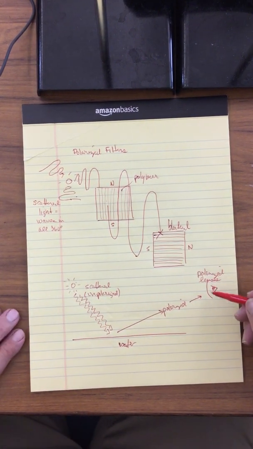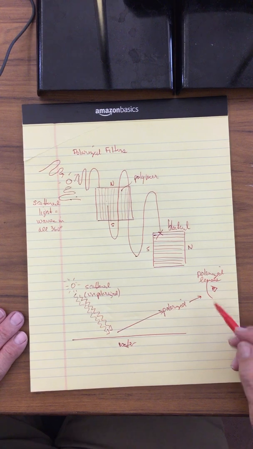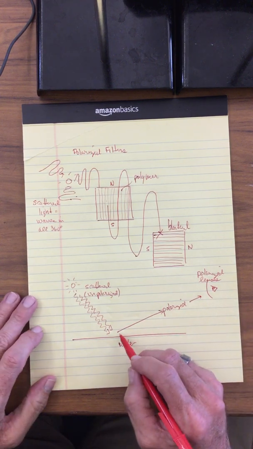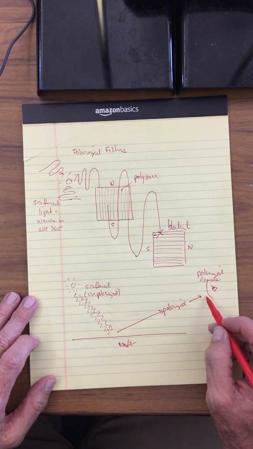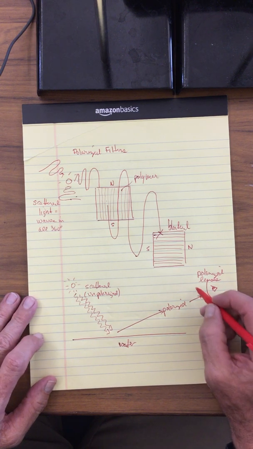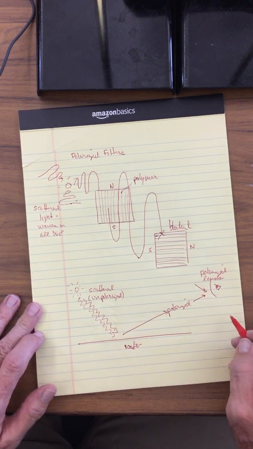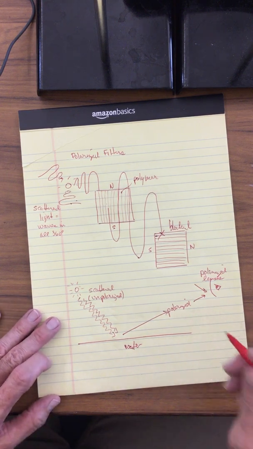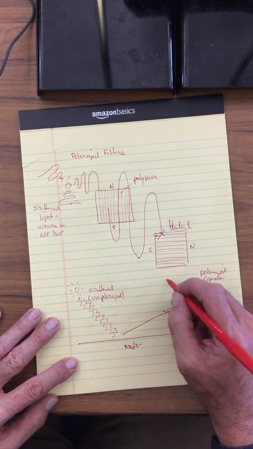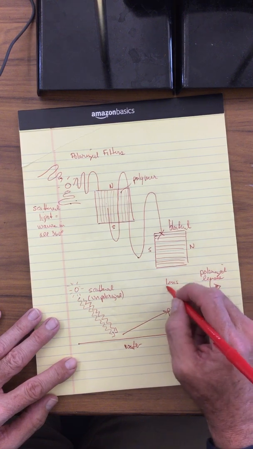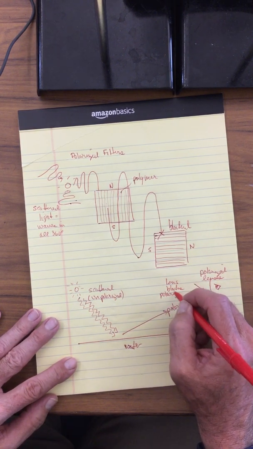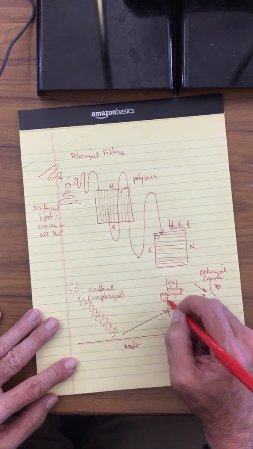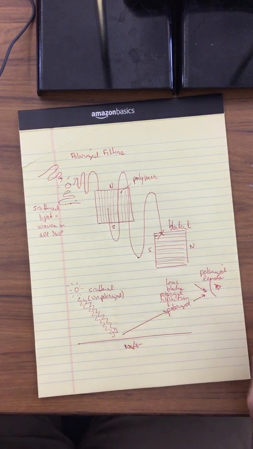So that's how the polarized lenses function, because this reflection that's coming off of the water is going to get blocked. Right here, the lenses are going to block the polarized reflection.